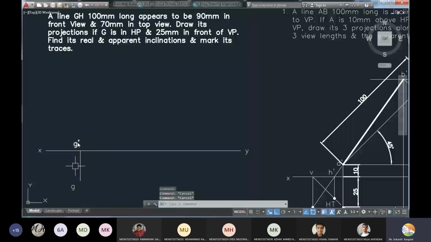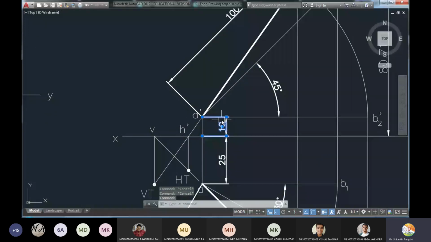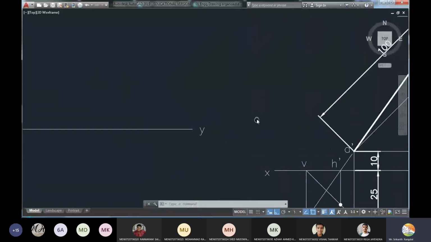So what has happened here is this point A dash, when you see the master diagram, this distance has become 0. So that means this point has come and it has intersected with XY line. It has come exactly on XY line. That is the only difference.